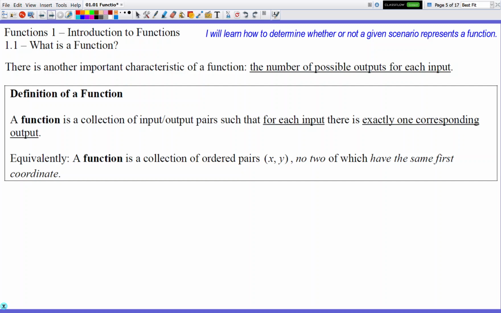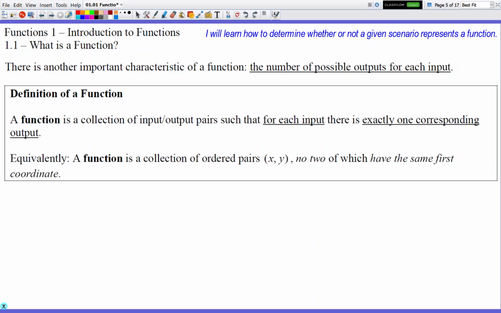So I underlined the important parts for the definition of a function, so that if you ever have to write the definition of a function, you want to have these underlined portions: for each input, exactly one corresponding output. If I ever tell you to write the definition of a function, you want to make sure you have these underlined portions in the definition. And if you don't have them, you want to have wording that sounds just like it.